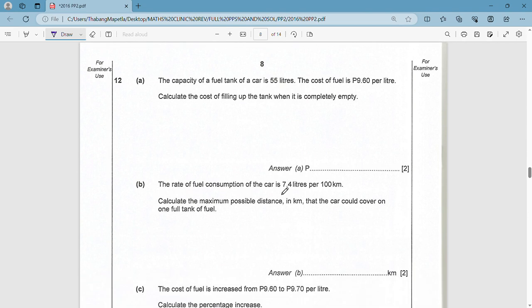So question number 12 says the capacity of a fuel tank is 55 liters. The cost of fuel is 9.60 per liter. Calculate the cost of filling up the tank when it's completely empty. So the car tank is 55 liters, and the price per liter is 9.60. Therefore we're going to have 9.60 times 55. Let me punch it on the calculator. So it's going to be 528.